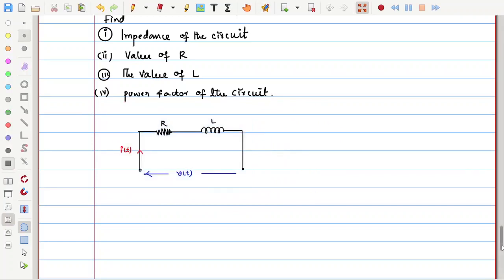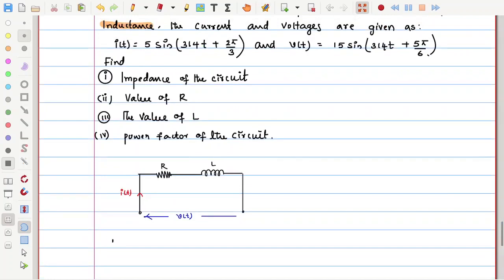Now from the given information, I can write I of t as 5 sine 314 t. How much is 2 pi by 3? Is it 120? 2 pi by 3, in degrees, 2 into 180 by 3, which is 120 degrees. I am just converting 2 pi by 3 radians into degrees.